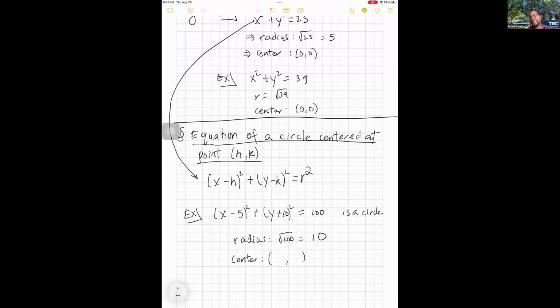And your center is going to be the opposite of the numbers that you see. So you see how it has right here x minus 5? The center is going to be 5. And you see how it has y plus 10? The y coordinate is going to be minus 10. It's going to be the opposite of the value that you see. Questions there?